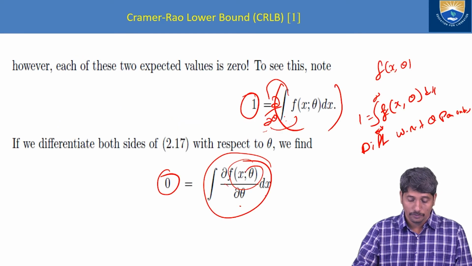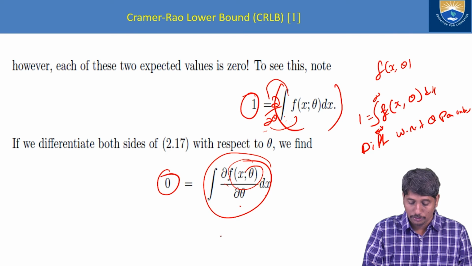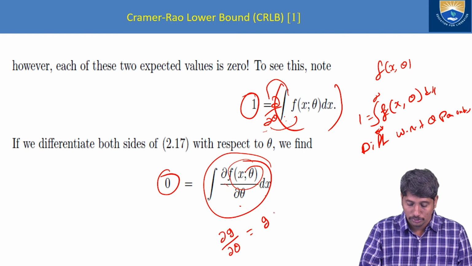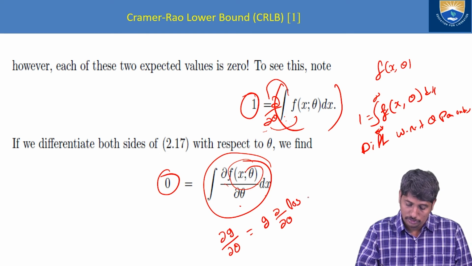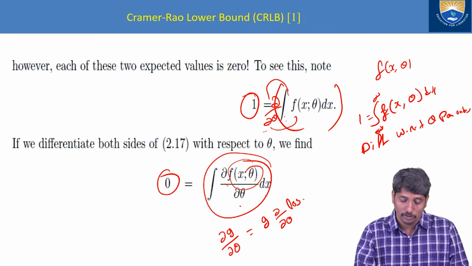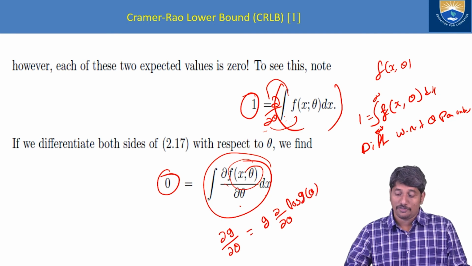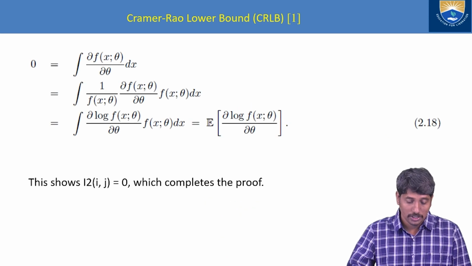Now by using this as a formula, we are going to do one small thing here. We are going to use this formula: dou g by dou theta is equal to g into dou by dou theta of log of g of theta. This is the formula we just discussed in the previous slides. Now we are going to use that.